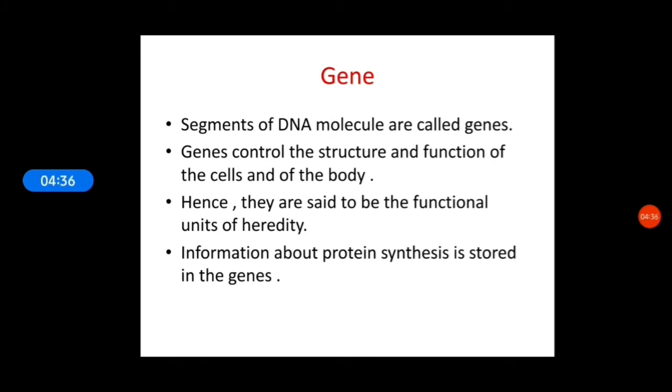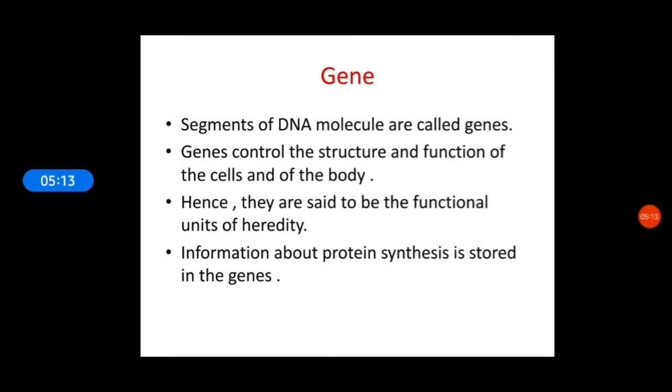Each chromosome is made up of a single DNA molecule. Due to variety in the sequence of nucleotides, different kinds of genes are formed. These genes are arranged in a line. Genes control the structure and function of the cells and of the body. Also, they transmit the hereditary characteristics from parents to the offsprings. Hence, they are said to be the functional units of heredity. That is why many similarities are seen between parents and their offsprings.